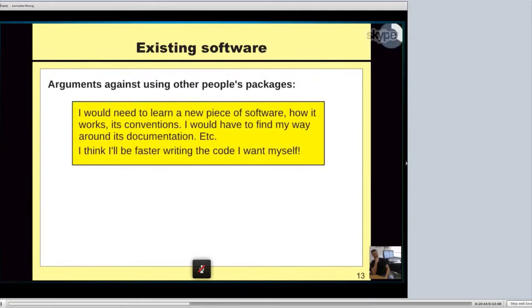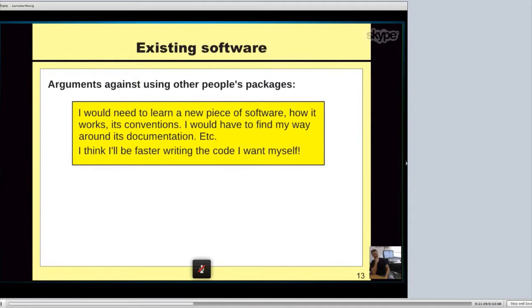So one of the things that we often hear, for example, is that "I write my own software because it would take me a long time to learn a software package, like PETSc, for example. I would have to understand how it works. I would have to understand its conventions. I would have to read the documentation, and so on and so forth." And people think that they'll be faster if they write it themselves.